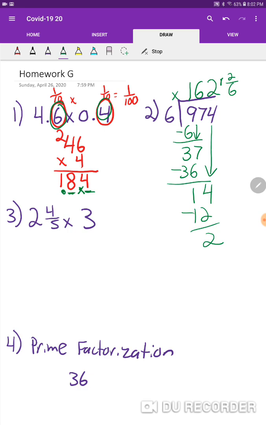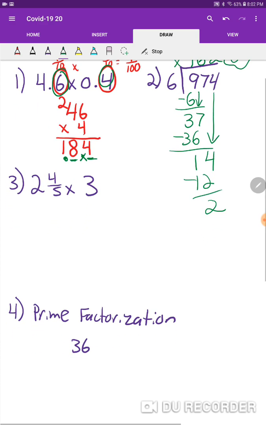Actually, I think starting later this week or next week, I'm going to start showing you how to turn this into a decimal and not have remainders anymore, which I did teach earlier in the year, but okay.